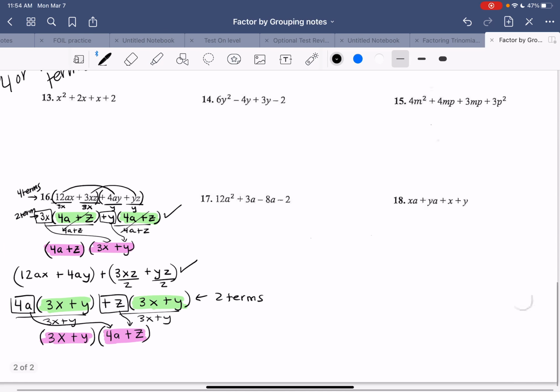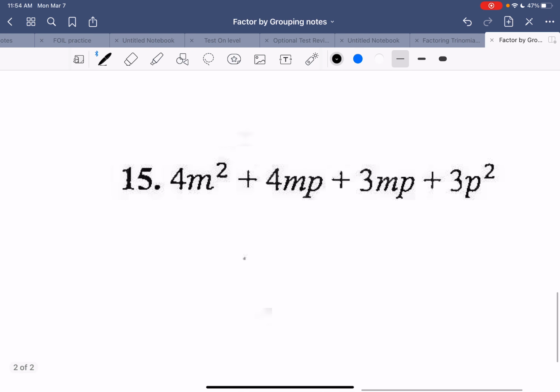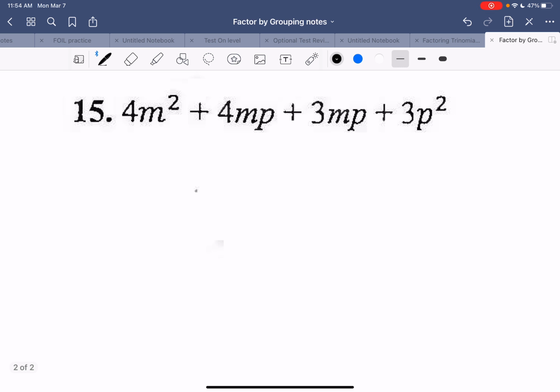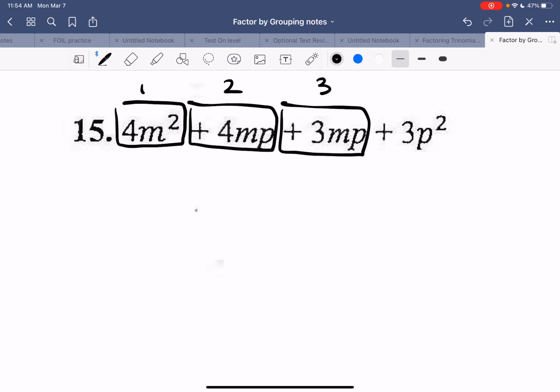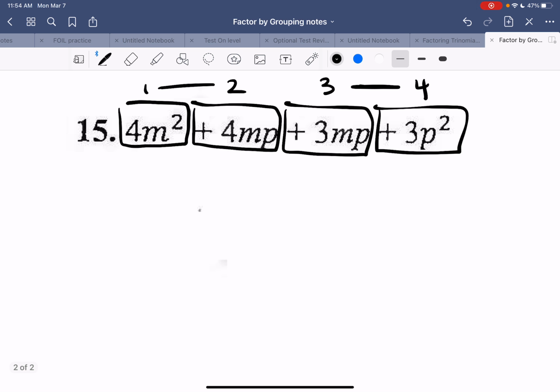Let's go ahead and do problem 15. So I'm going to look at this as term 1, term 2, term 3, and term 4. If term 1 and term 2 can be paired, I always just put them together. If 3 and 4 can be paired, I put them together so I don't have to rewrite my problem like I did on that last example. But sometimes it is going to be necessary to rearrange the problem. In this case, 1 and 2 and 3 and 4 do work together.